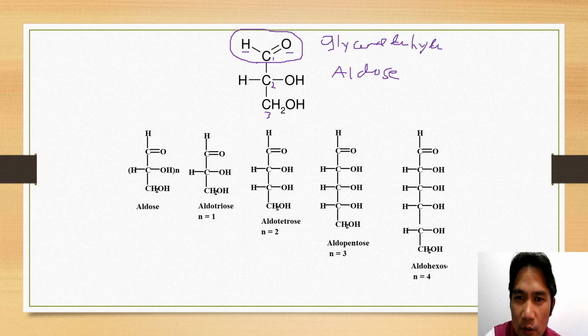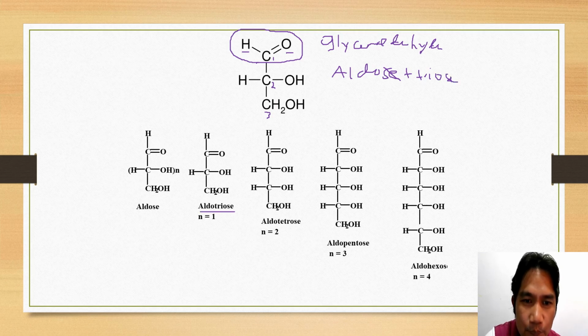Let's drop the "se" and then add triose. So the word is aldotriose. An aldotriose has one chiral center. The second carbon is the chiral center. That's why n is equal to 1, where n is the number of chiral centers.